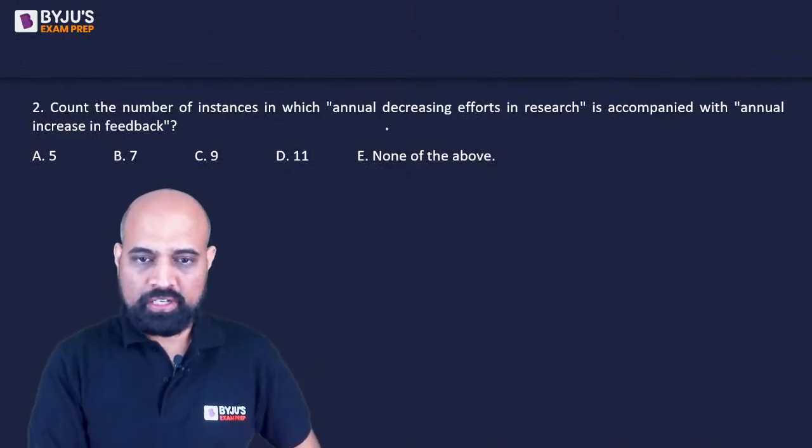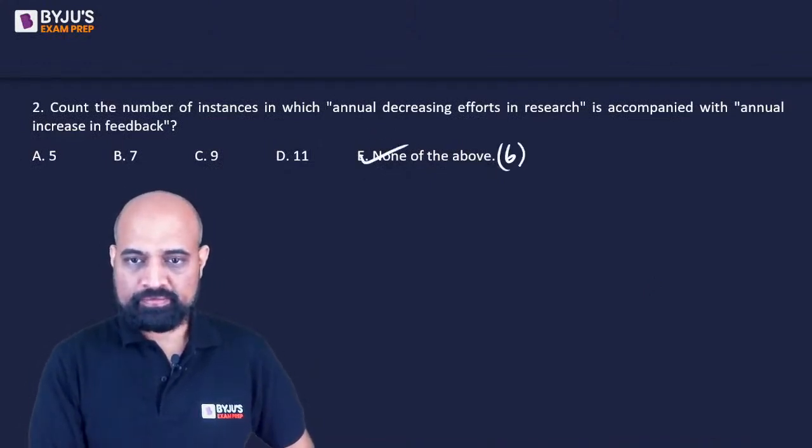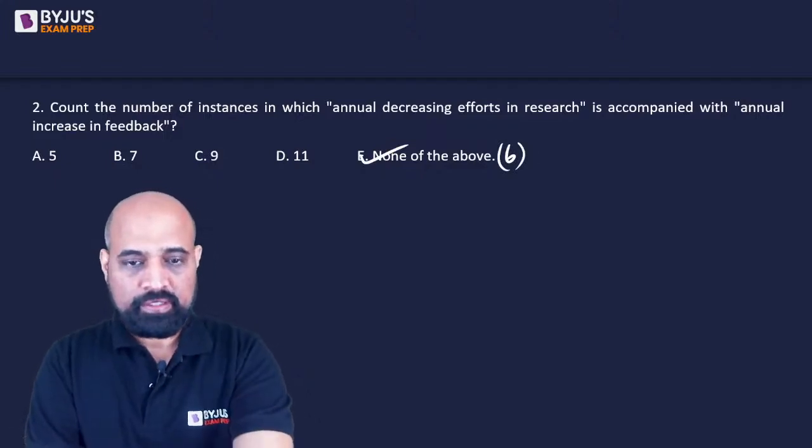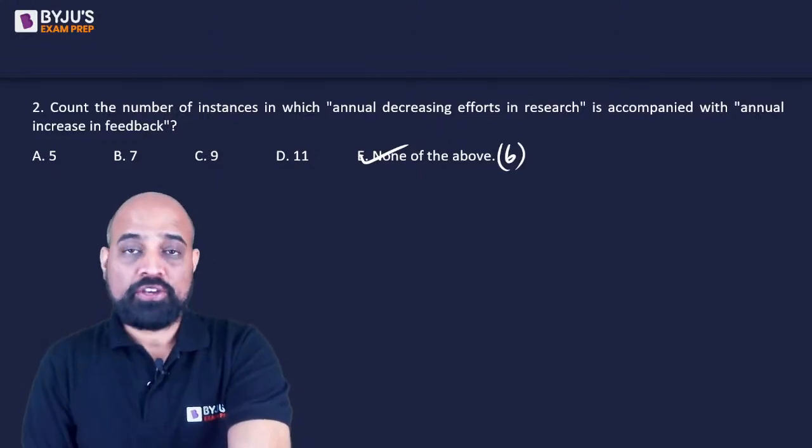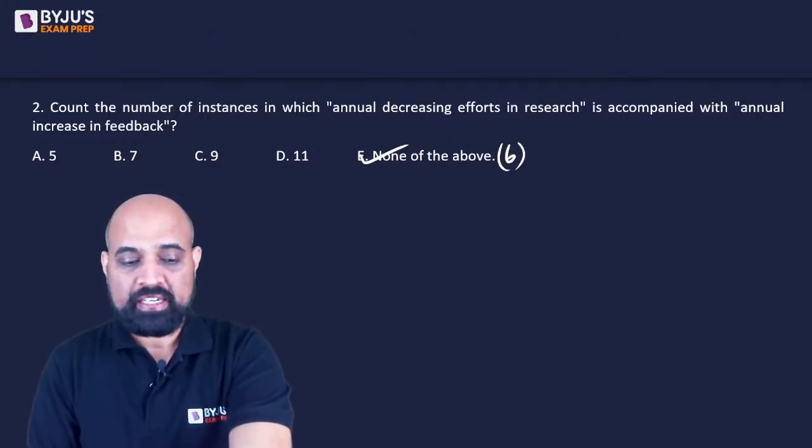So none of the above, we will have 6, right? QA clear? No, Ayush, only from DI the chances are low.